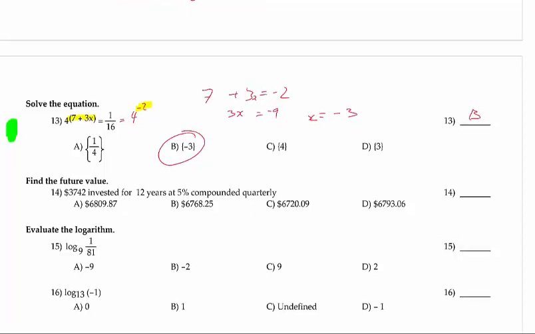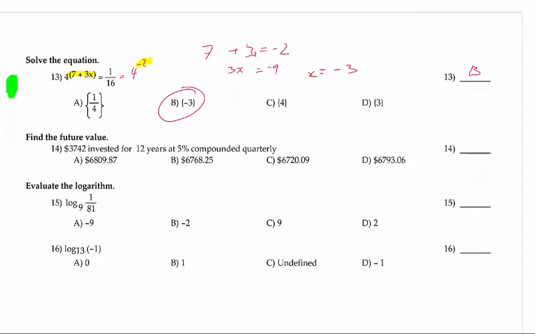All right, 14 is a present value problem. So we're simply going to use the formula: the amount owed right now equals the principal times 1 plus the annual rate divided by the number of compounds per year, raised to the NT. Make sure you have this formula down. I would write it down for your exam coming up tomorrow.